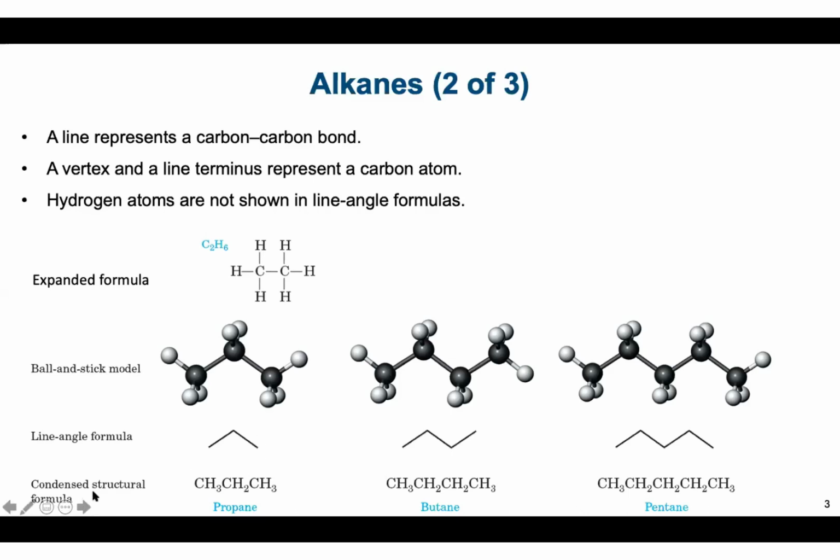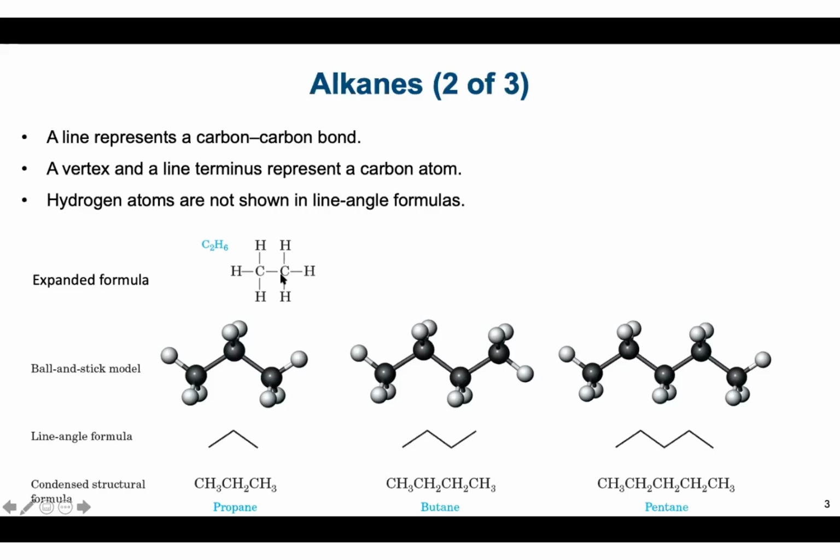In the condensed structure, we look at what we have in the expanded or line angle formula and see how many hydrogens are attached to each carbon and write it next to the carbon. So if I go back and look at this line angle, you see that this is CH3. Also, you can look at this ball and stick model here. That's the CH3, that's the CH2, and that's the CH3 structure. You can just put them next to each other.